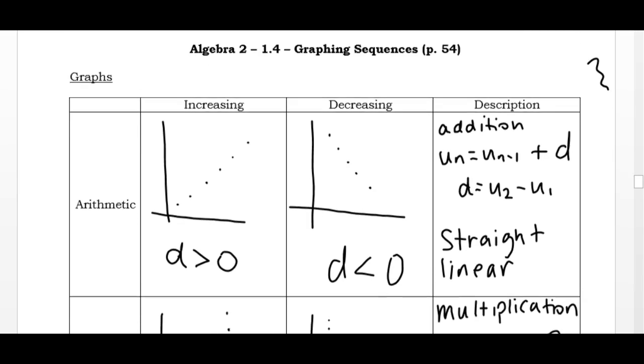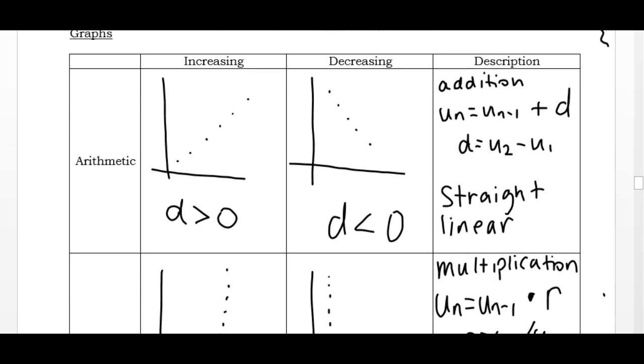But the first sequence we talked about was the arithmetic sequence, and the arithmetic sequence was the sequence that uses addition or subtraction. So the general form looks like that. To get the next, you take the last, and we add the common difference. And if we need to know the common difference, we would take the second number and subtract the first number.